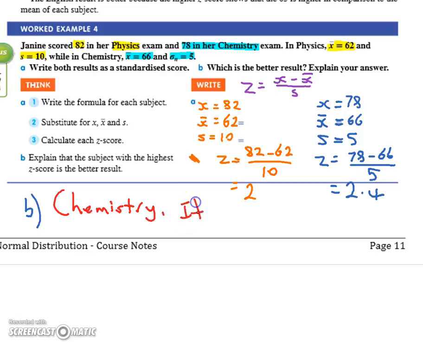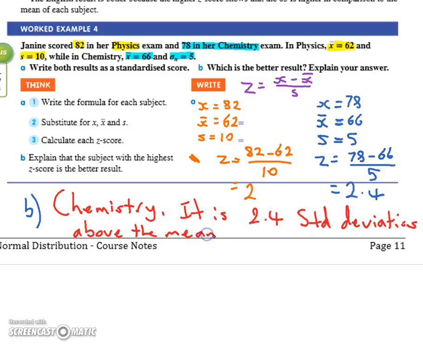It is 2.4 standard deviations above the mean, which is great, but what does that mean? If you want to put it in simplistic terms, which, hey, who doesn't?